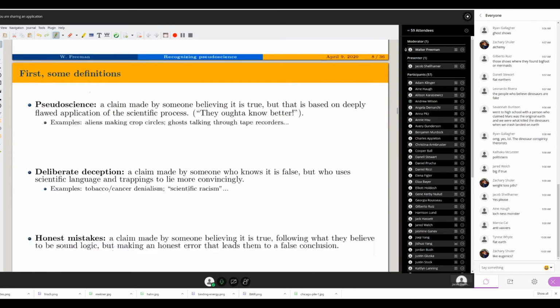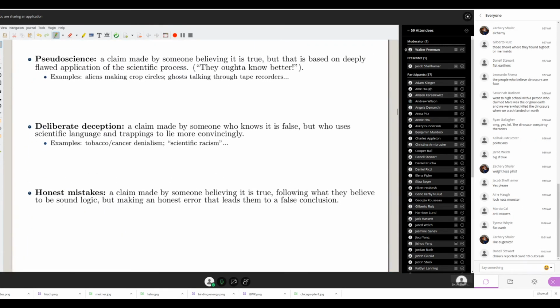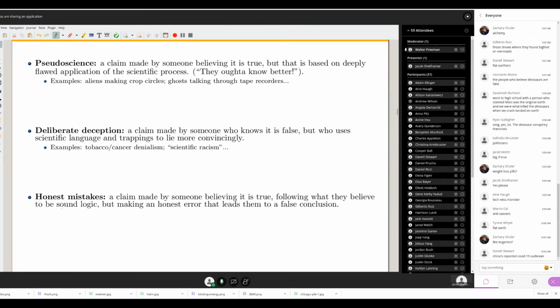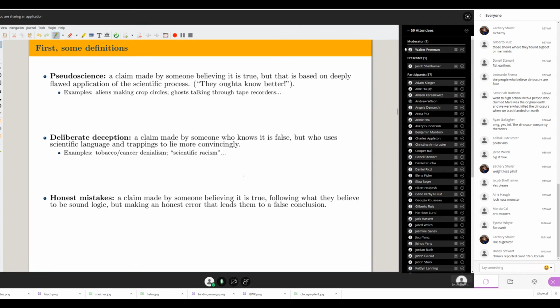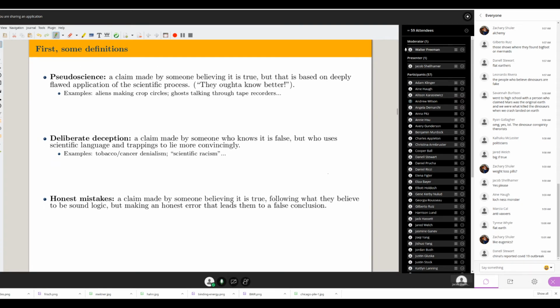But also in this category are honest mistakes. Danelle, you see China's reported COVID-19 outbreak. Can you give me a little more detail by what you mean there? Oh, he's typing. Separate from these are people who honestly make a mistake.